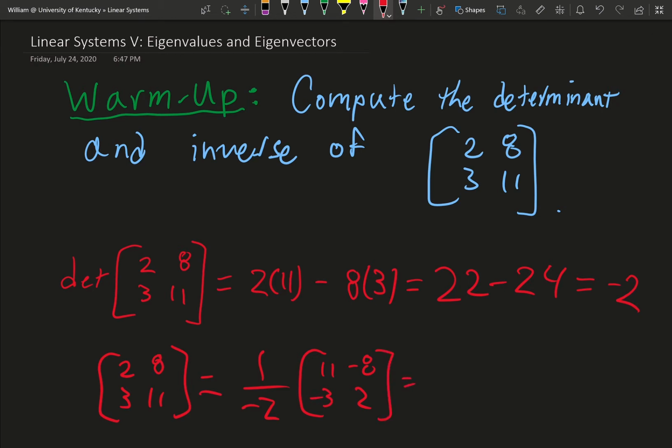So I could leave it like this, or I could bring the -1/2 inside. So -11 halves, +4, -1, and +3 halves would be our inverse. All right.